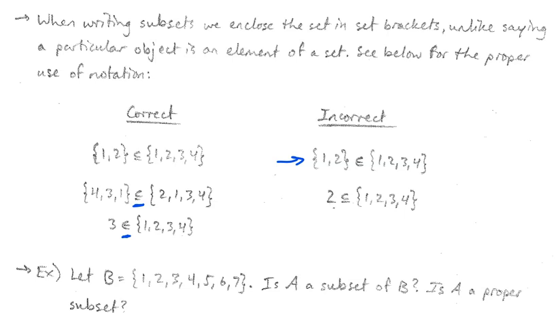If you're just talking about one guy and there's no set brackets on it, then it is an element of that set, and you're not going to use the subset symbol. That's the second misuse of the notation there. So that's just something I wanted to clarify because people do commonly use the wrong symbol, and what they're trying to say is not matching up with what they are actually writing out.